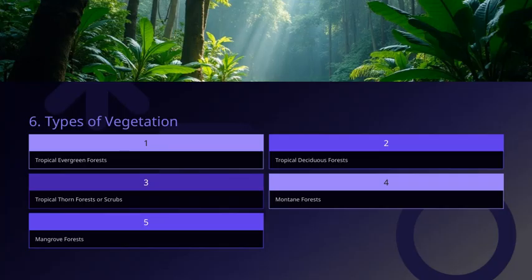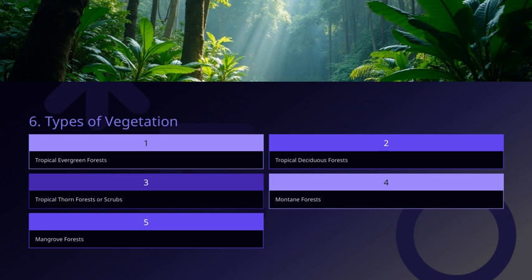Let's explore the different types of vegetation found in our region. First, we have tropical evergreen forests, which are dense and lush, thriving in areas with high rainfall throughout the year. These forests are rich in biodiversity and are crucial for maintaining ecological balance. Next, tropical thorn forests or scrubs are adapted to drier conditions. They have thorny bushes and scattered trees that can withstand droughts.